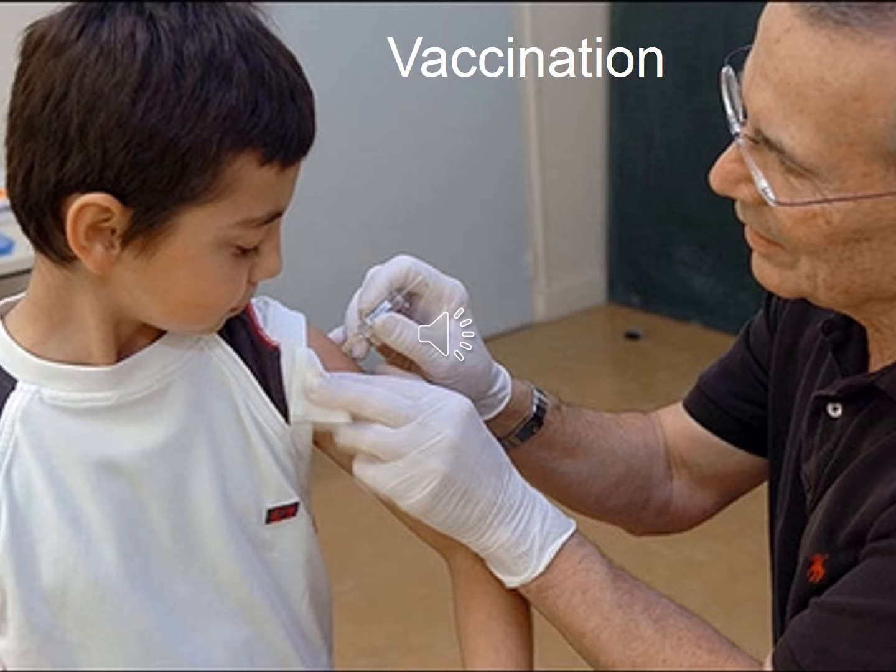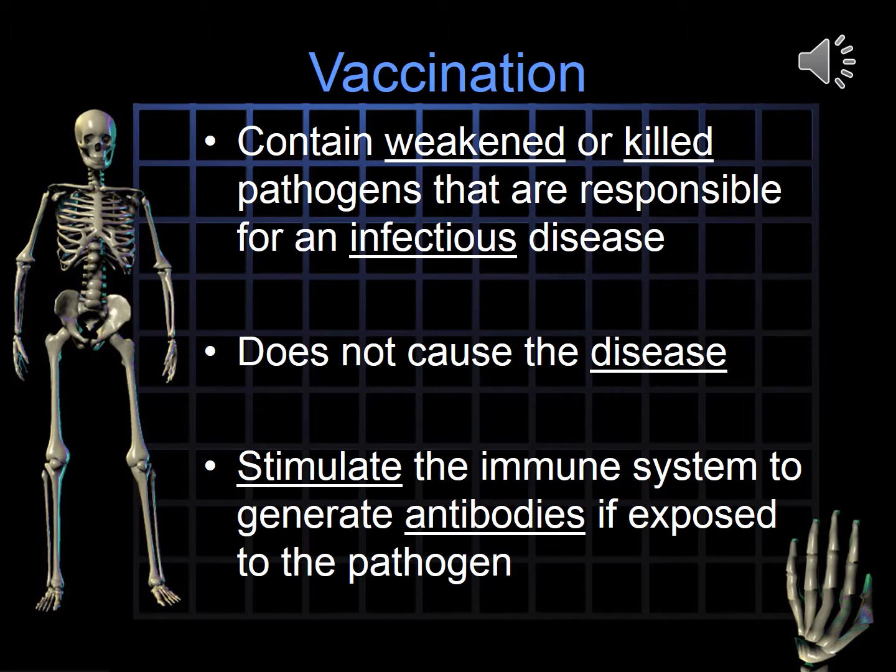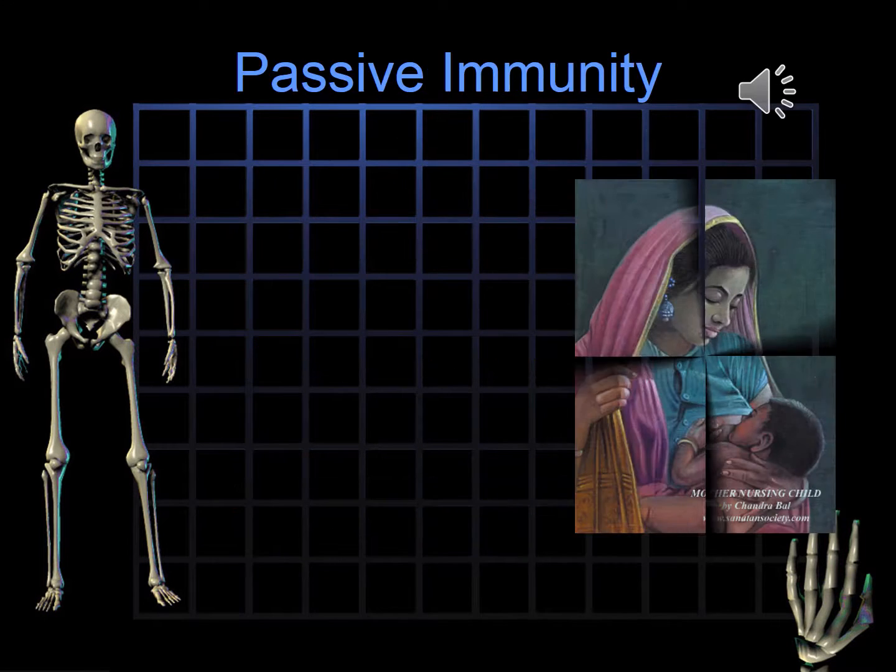And vaccination. You may remember that you got a shot from your doctor. Okay, so vaccinations are weakened or killed pathogens that are responsible for the infection. So I talked about smallpox and chickenpox. It does not cause the disease, but it does get your body to produce antibodies. It stimulates your body to produce the antibodies that will capture the bad guys if they ever do come into your life.